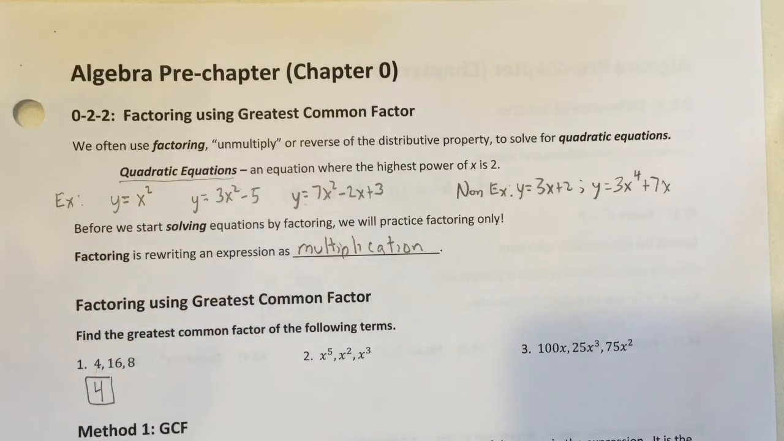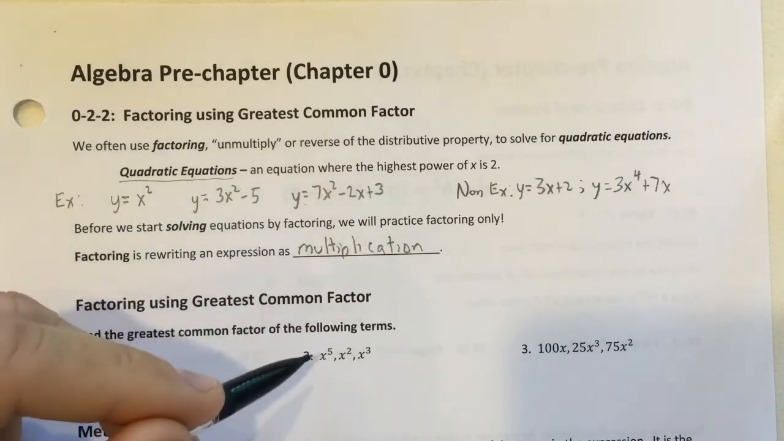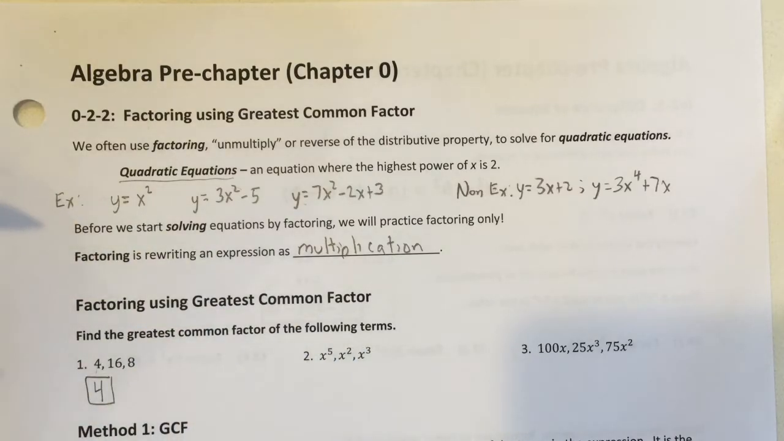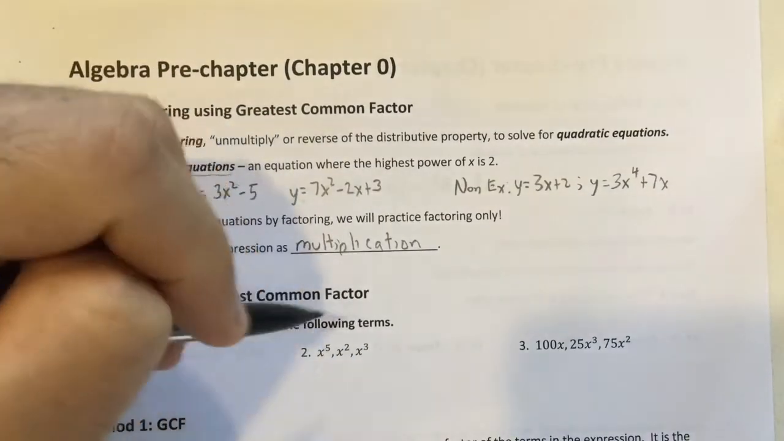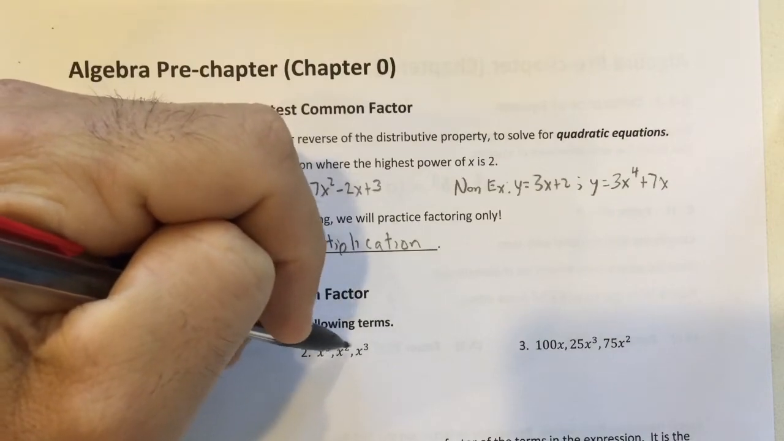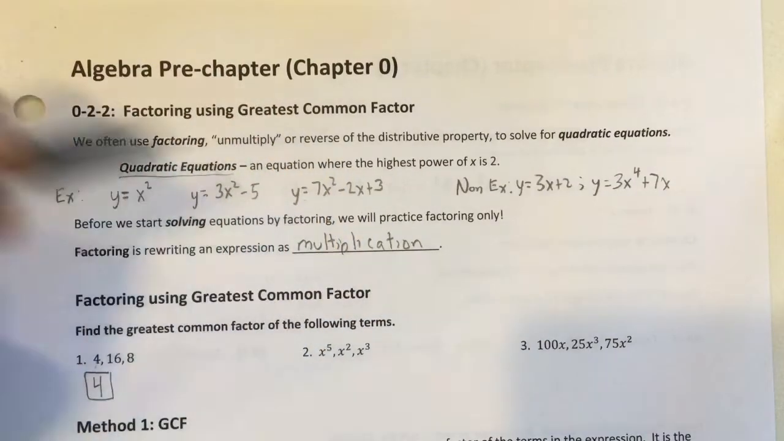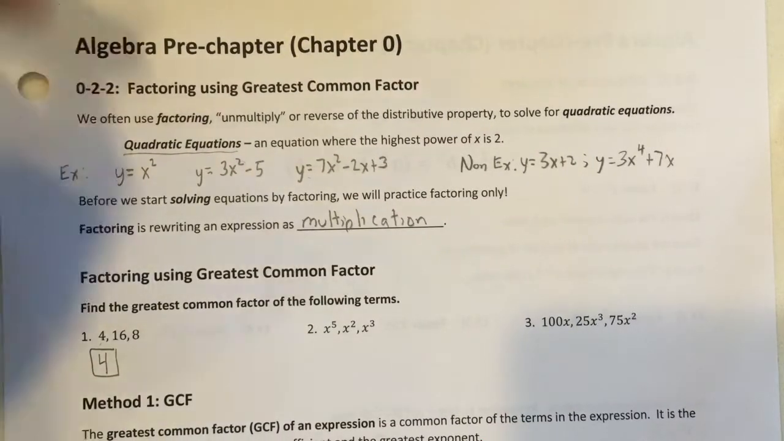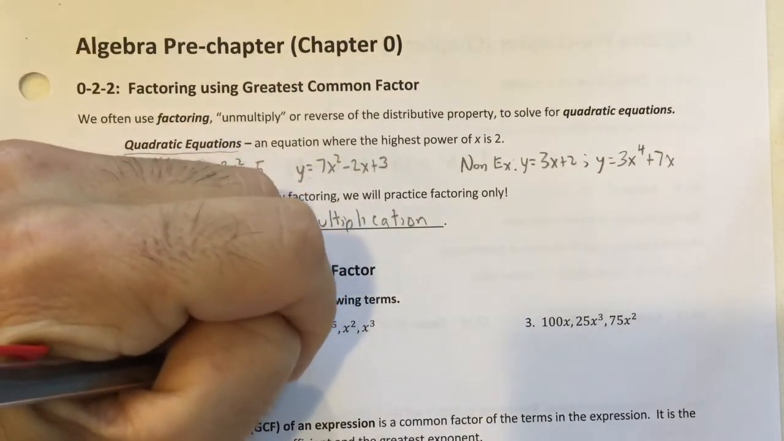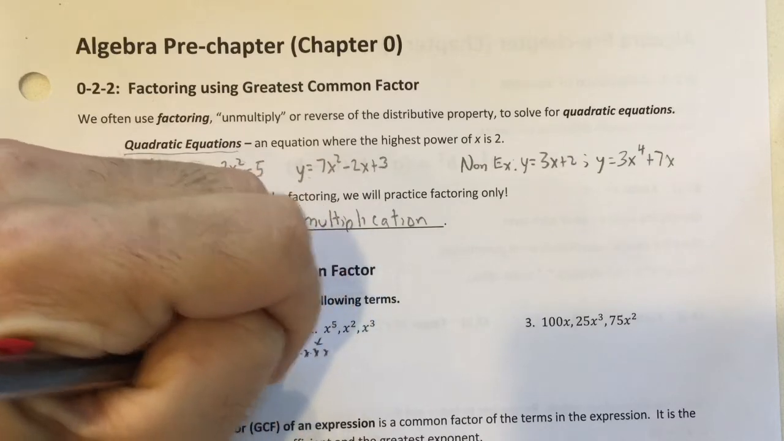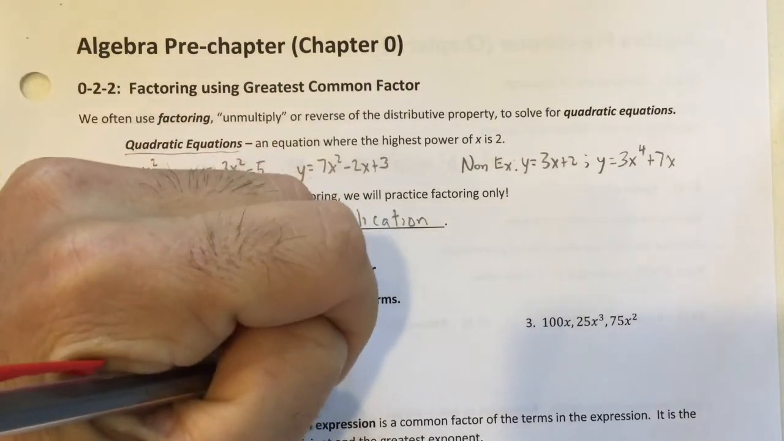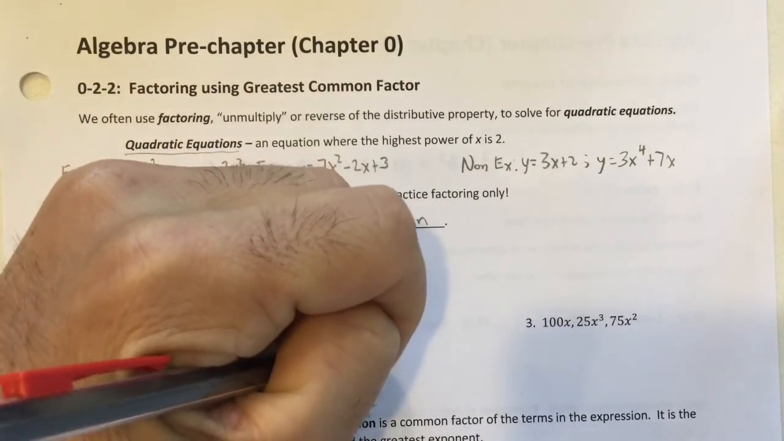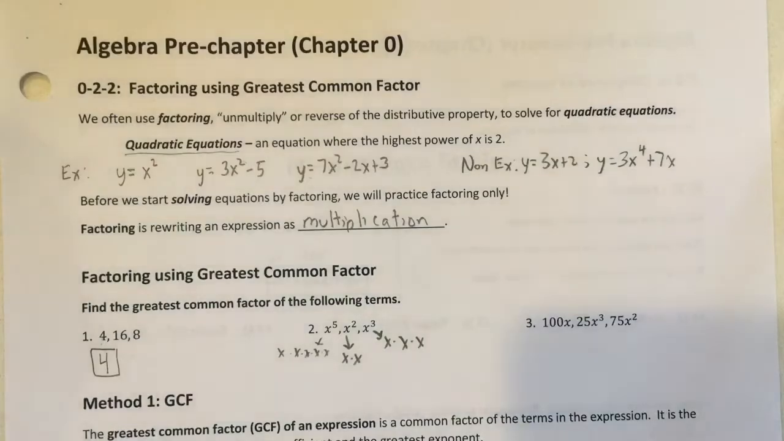For number 2, I have x to the fifth, x squared, and x to the third. This is a little tricky because a lot of people are going to look at the exponents and say, well, there's only one that divides into 5, 2, and 3. But remember, you're looking for what is a factor in both. So x to the fifth is x times itself 5 times. X squared is x times itself 2 times. And x to the third is x times itself 3 times.